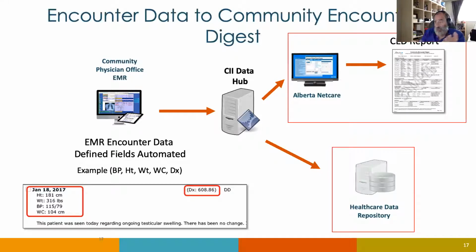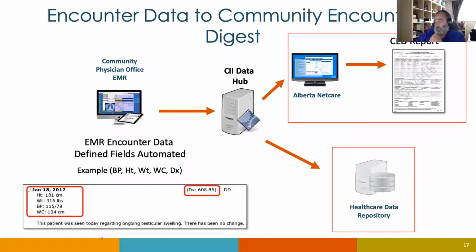We'll start with encounter data because this is maybe the one of most interest to physicians, particularly primary care providers. They want to know what information is coming out of their EMR. What does it look like? Where does it go? These next 20 or so slides are very much about that. Starting with encounter information, information flows from the community physician office through the CI Data Hub to Alberta NetCare and is displayed there in the form of a Community Encounter Digest, or CED, report.